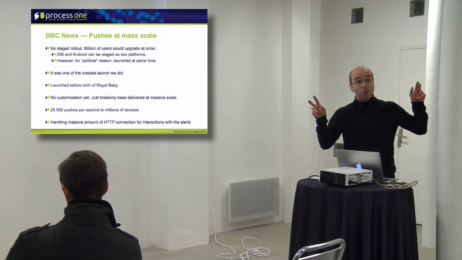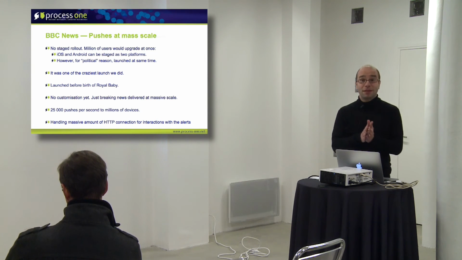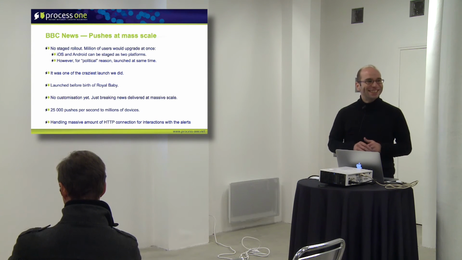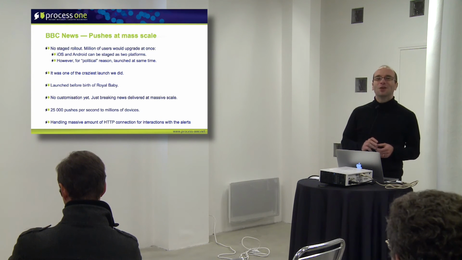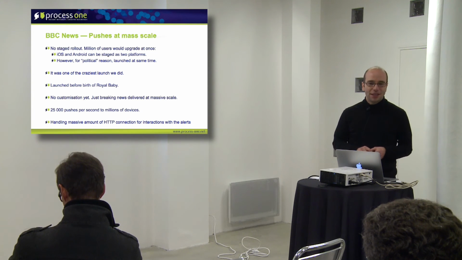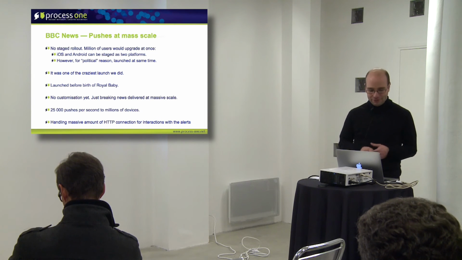At that time, there was no customization, so it was just about breaking news. There was no tag, no way to subscribe to only international or only economics and so on. So only breaking news. It means there are fewer types of push being sent, but they are all sent to the whole database, so each push is millions or tens of millions of notifications to deliver at the same time. So we're delivering at 25,000 pushes per second. The goal is to deliver to the whole user base in less than 5 minutes or something like that.